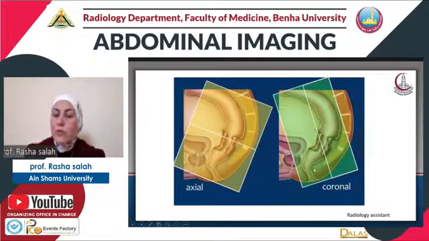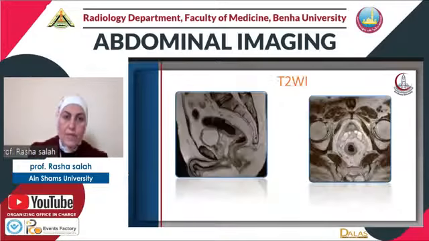Then we perform the coronal images, and the coronal images should be parallel to the anal canal. Why should it be parallel to the anal canal? Because we need to evaluate the relation of the rectal mass to the anal sphincter, because it is very important in the surgical plan, especially if the tumor is at the low rectum.